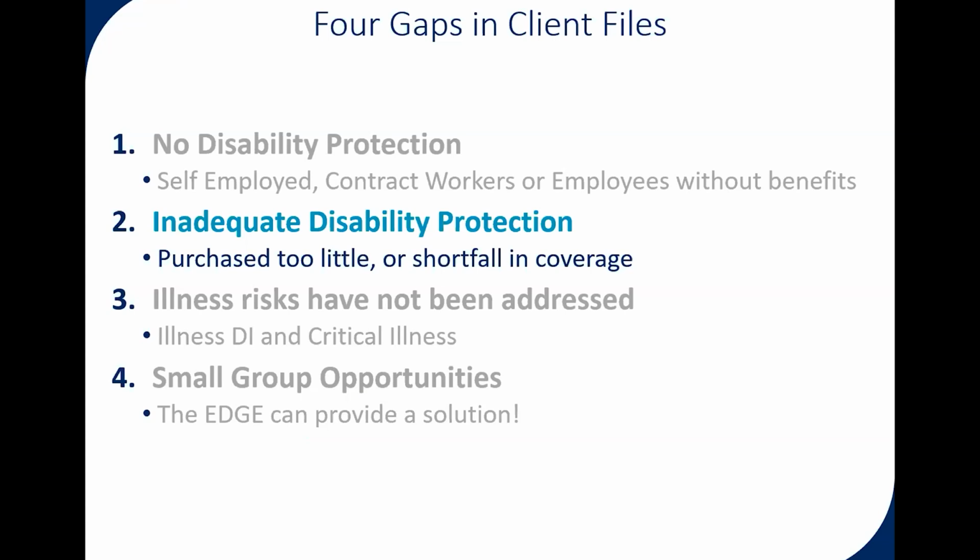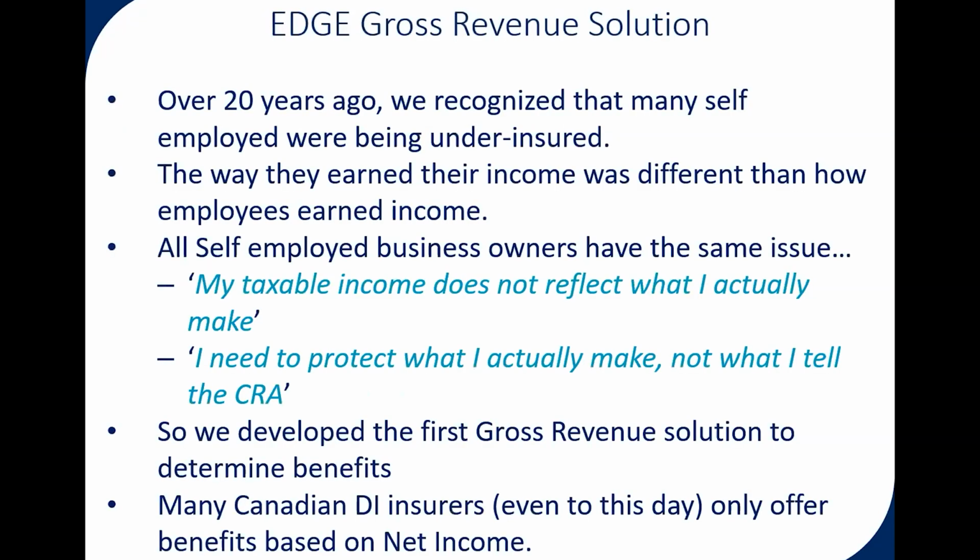That's our first gap. So the second one is inadequate disability coverage. Maybe they do have some coverage, or they purchase too little. One of the things that we do a little differently at the Edge is how we look at a self-employed person's income. We recognized many years ago that self-employed people were underinsured because the way they earn their income is different than employees. Employees are T4 employees. Their income is their income.